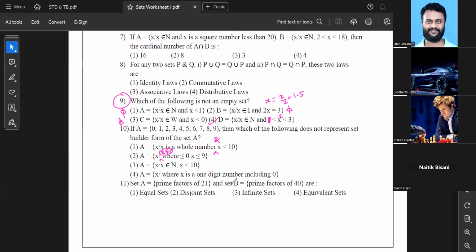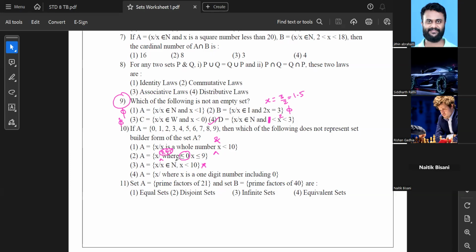In the fourth one, x is a one-digit number including zero, but one-digit numbers can even be -1, -2. So they are also one-digit numbers. This is also a printing error. This is all error basically. So, 0 to 9 basically, less than 10. The third and fourth one are also wrong. Yeah, this statement cannot start with 'where'.